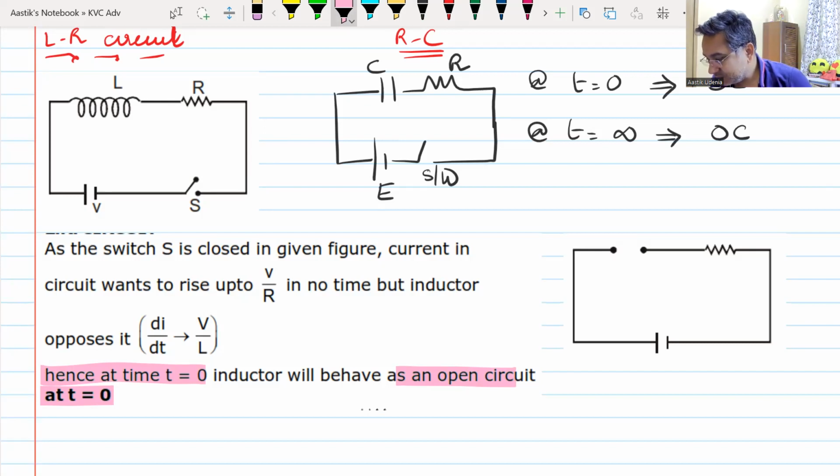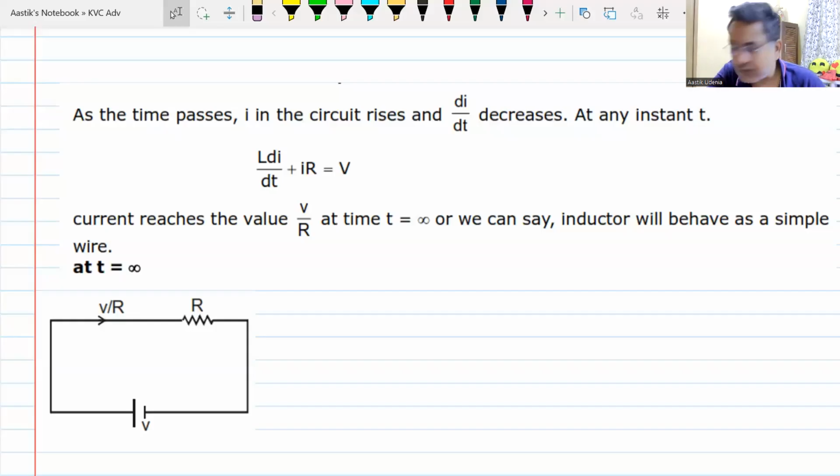Maybe short circuit, sir. Yeah, so right now note this down. Also note down the behavior of capacitor so that you can compare the two. And you can draw this diagram where you can see at time t equal to infinity, after a long time, the current will remain constant. When the current remains constant, the inductor will behave as if it is not there, and it will just behave as a short circuit. Do we understand this?